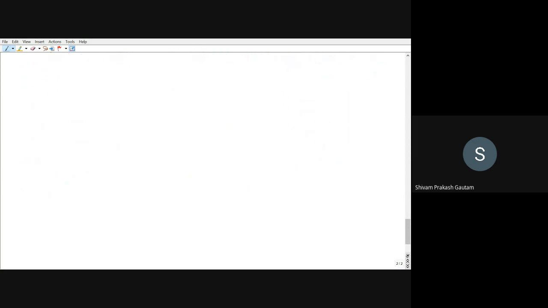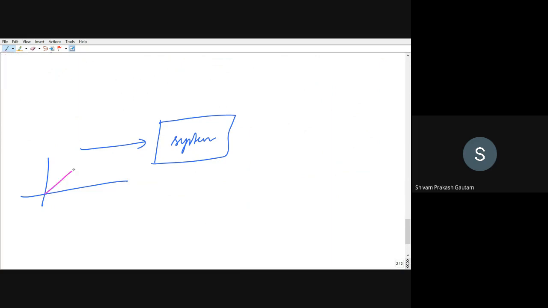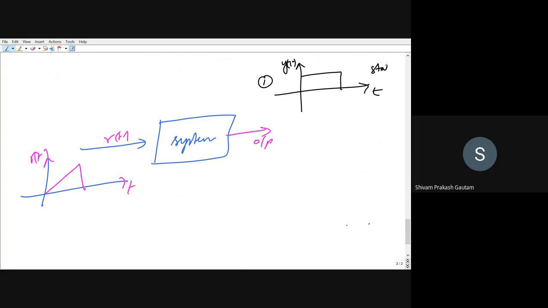Now again, to define all three conditions, these are the only three conditions which can occur in any system. Let us suppose we have a system, and we are providing an input here such that the input is bounded. Let us suppose this is our input r(t), and here the input is going. Now this is the output. So three conditions can be there. First condition is that it can give a bounded output. Let us suppose this is the bounded output y(t). This is the first condition. In this condition the system is said to be stable.